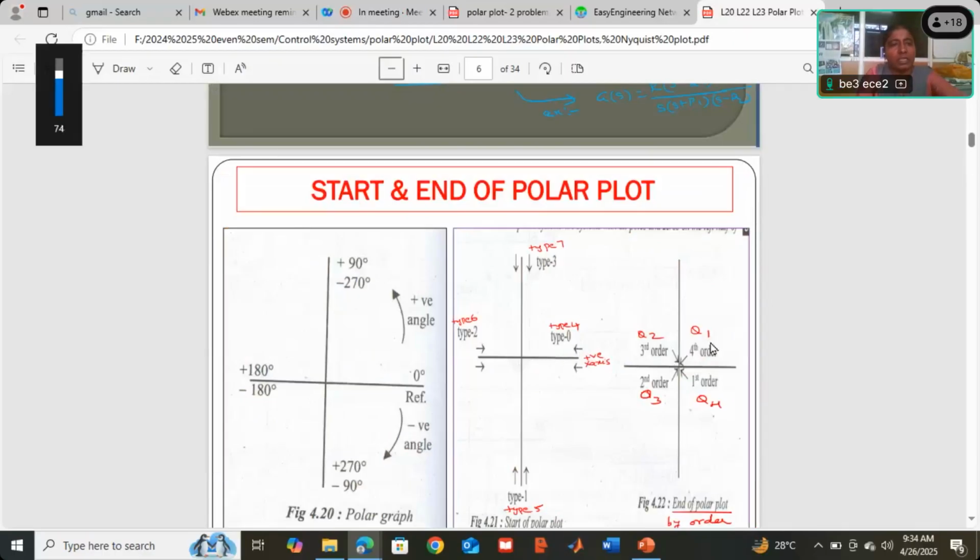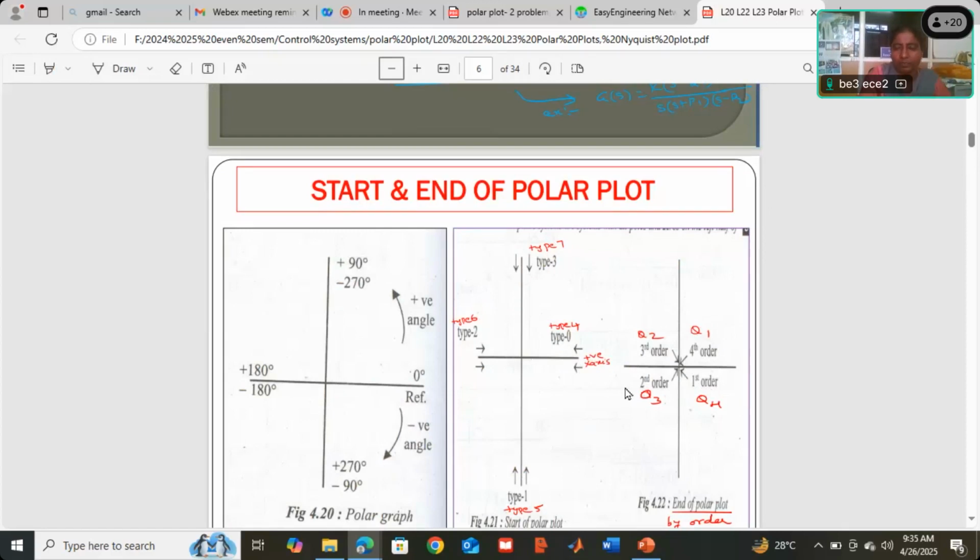Here you can see type number 0 means it starts from the right side, type number 1 means negative y-axis, type number 2 means negative x-axis, and type number 3 means positive y-axis. This is the starting point of the polar plot. For the ending point, you remember the fourth quadrant is the ending point if the order is 1. So the right side positive x-axis and the fourth quadrant are the starting and ending points. If you remember this diagram on the right side, it will be easy to draw all the model polar plots.